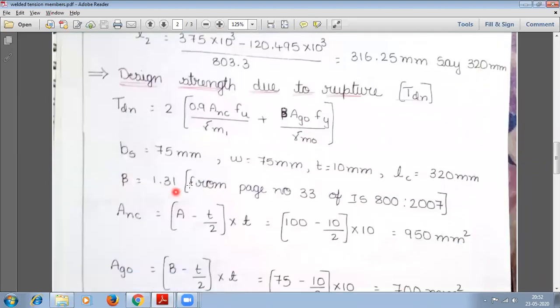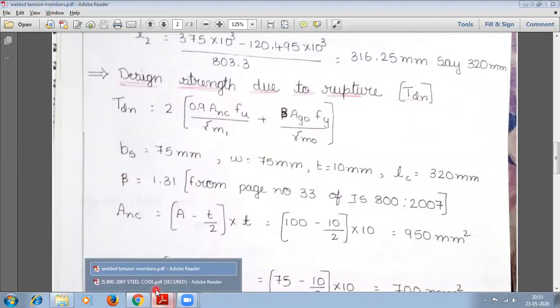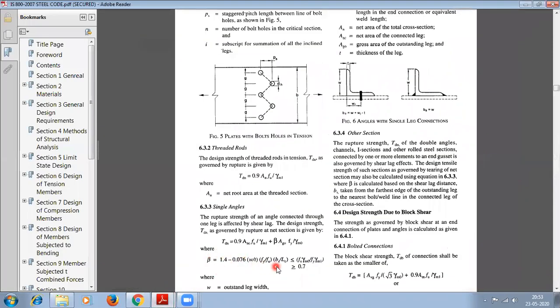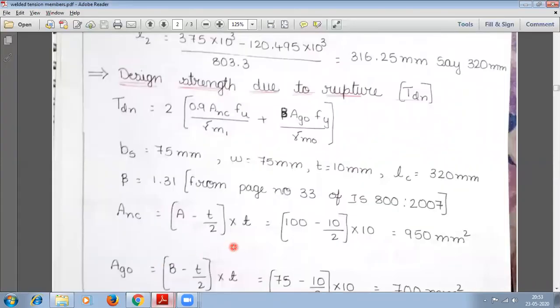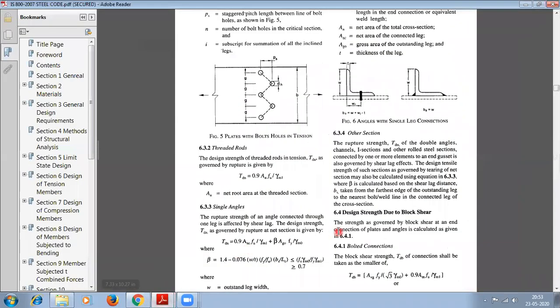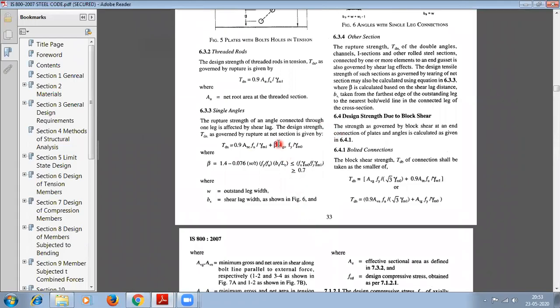Next, beta value. Substitute everything over here in the beta equation. The beta equation is in your code book. FU, FY, everything is substituted, you will get beta, something around 1.31. Here you have one more parameter: FU gamma M0 divided by FY gamma M1. You need to check this. You will get something around 1.44.